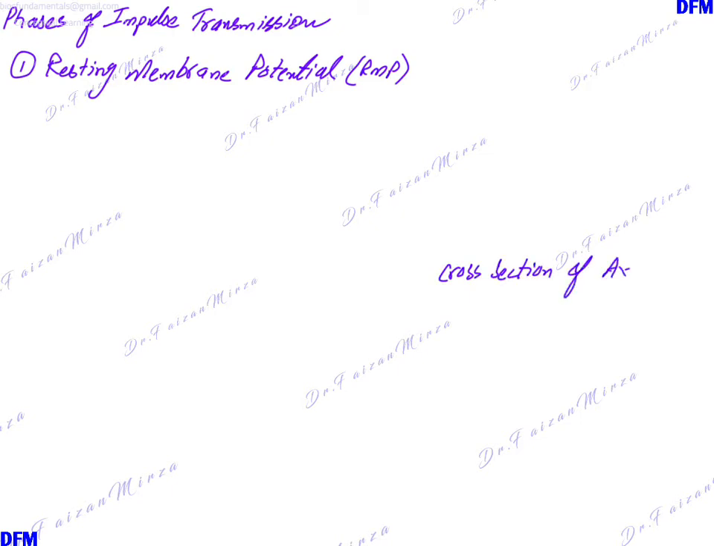So the phases of impulse transmission. The first phase is resting membrane potential. As discussed previously, we know that the value of resting membrane potential is minus 70 millivolts. Resting membrane potential is abbreviated as RMP.